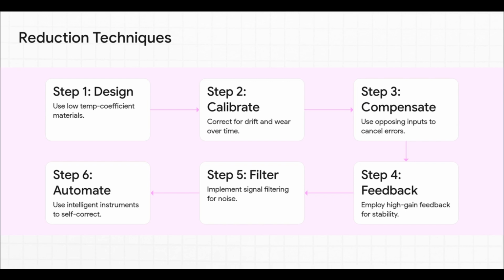You can also get clever and use opposing inputs, where one component cancels out the error of another. High-gain feedback is another powerful tool. It makes your system rely on a stable part, not the flaky one. Of course, filtering out noise is huge. And finally, the really cool stuff, using intelligent instruments that can literally sense what's going on and correct themselves on the fly.